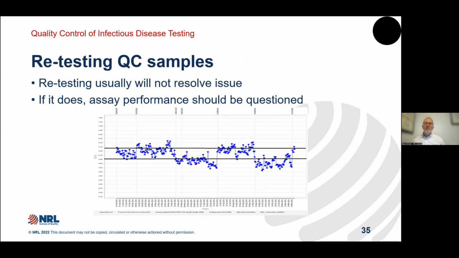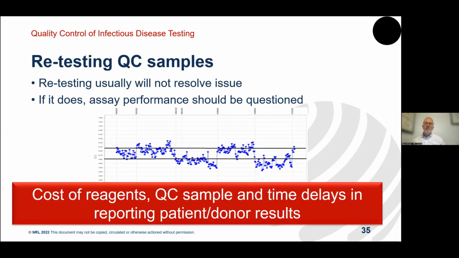When retesting QC samples, retesting usually will not resolve the issue. And if it does, assay performance should be questioned. But more often than not, it does not resolve the issue. And this has an implied cost of reagents, QC sample that's used, the time delays, all costs. And at the end of the day, there's patient reporting and results that is impacted as well.